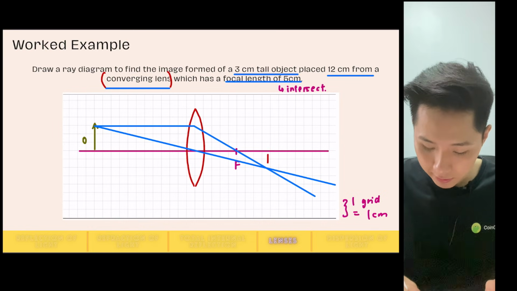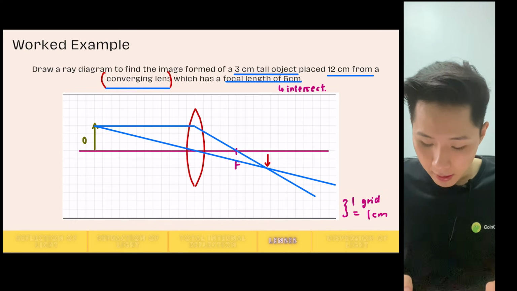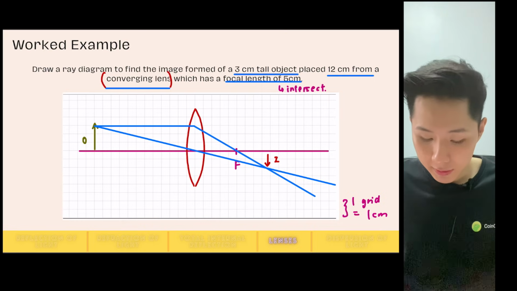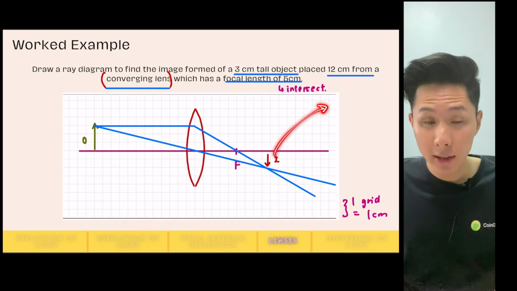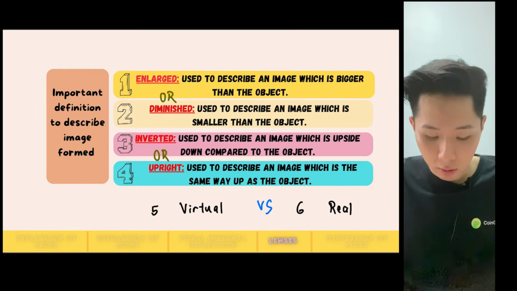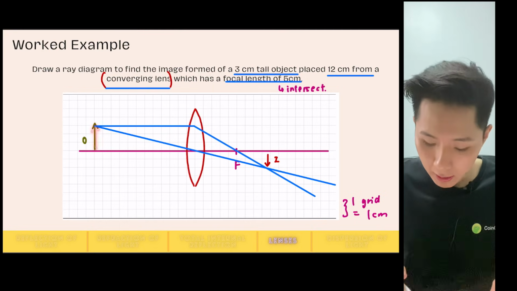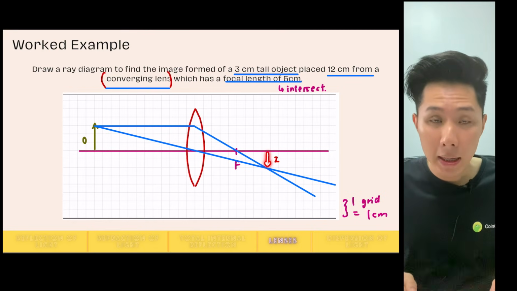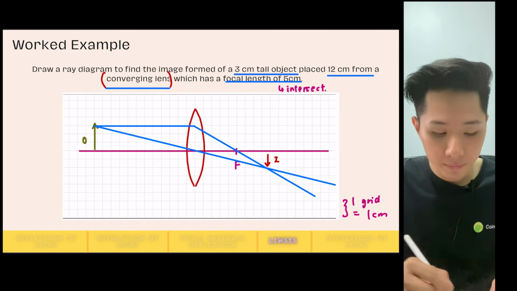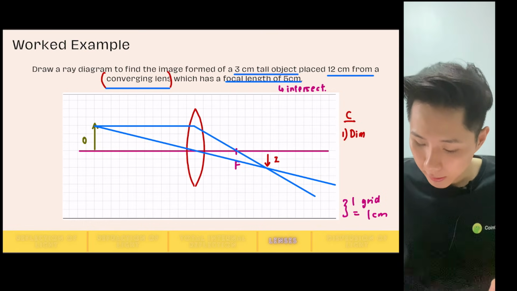Let me represent it using red color. Because the image is formed here, I inverted them. And so that's my image. One thing we need to observe is the characteristic of the image. First, we need to answer the question whether it's enlarged or diminished. If we look at the object here, it takes up 3 spaces, meaning it's a 3 cm object, but the image only takes up 2 spaces, meaning that the image is actually smaller than the object. Therefore, the first characteristic is that it is diminished. It gets smaller.